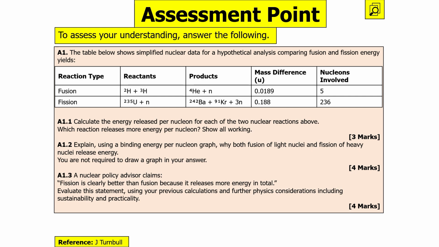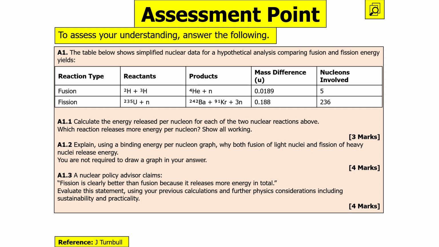Calculate the energy released per nucleon for each of the two nuclear reactions above. Which reaction releases more energy per nucleon? Show all working. Explain, using a binding energy per nucleon graph, why both fusion of light nuclei and fission of heavy nuclei release energy. You are not required to draw a graph in your answer.